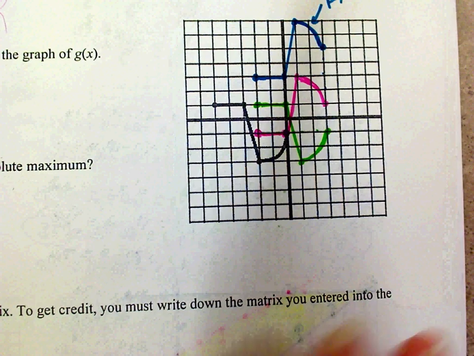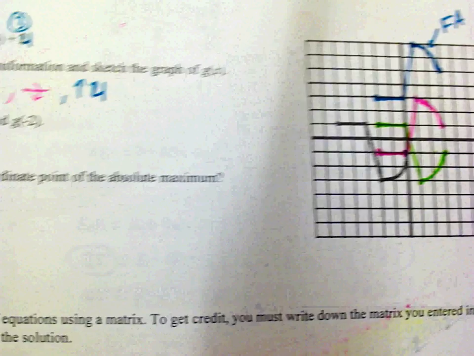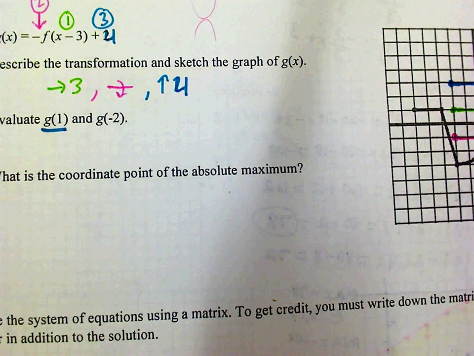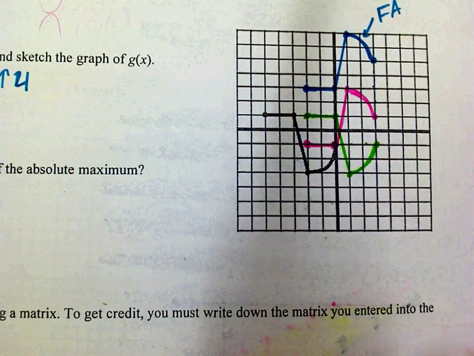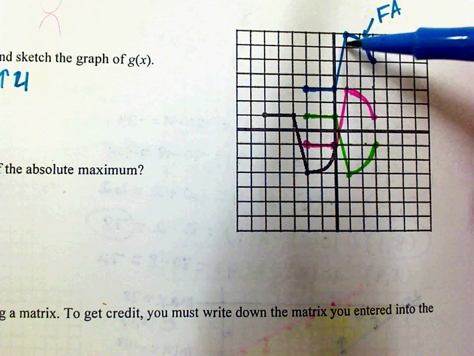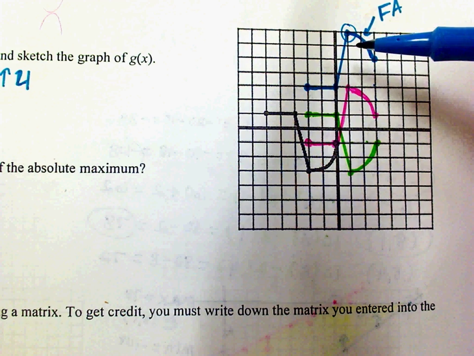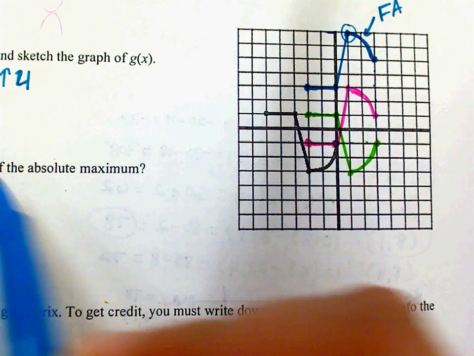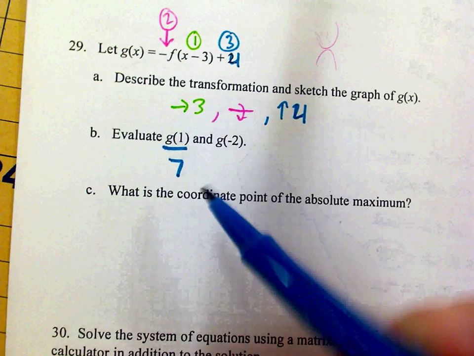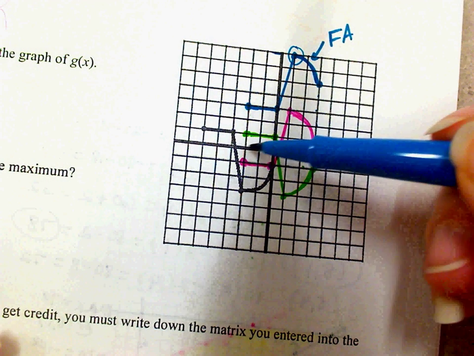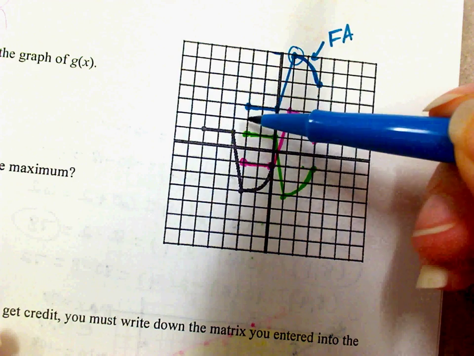So, what is the value of g of 1? It says g of 1. G of 1 means when x equals 1, what's the y value? When x equals 1, what's the y value? It's 7. Okay? What's g of negative 2? That means I go to negative 2, and I go up, 1, 2, 3. So at negative 2, we're at positive 3. So those are my answers.